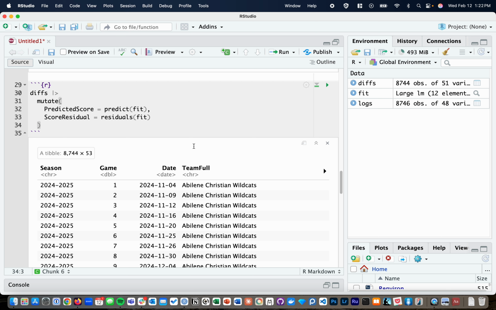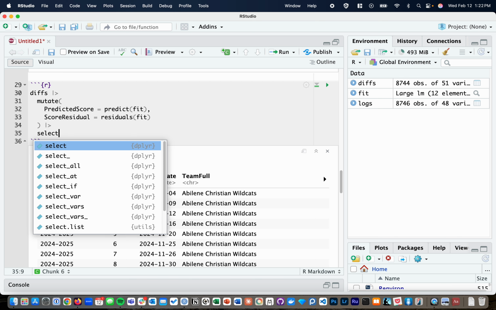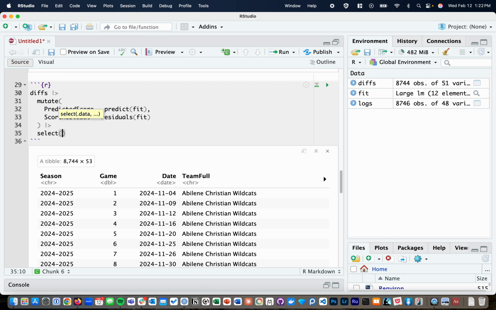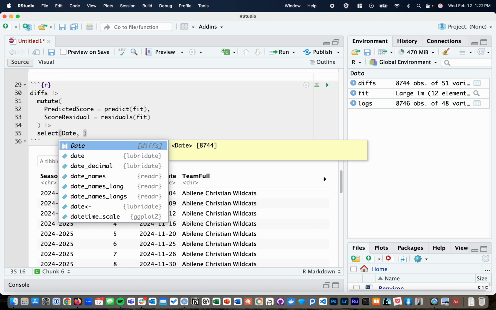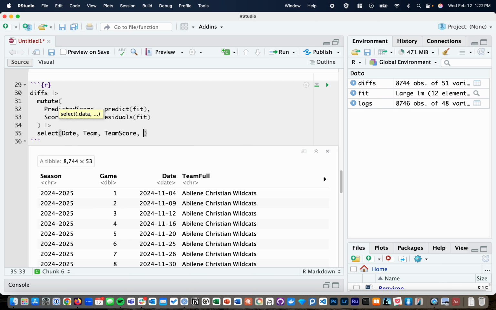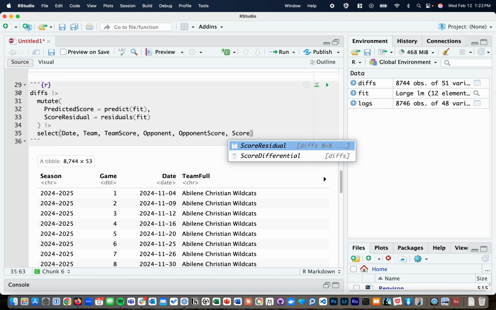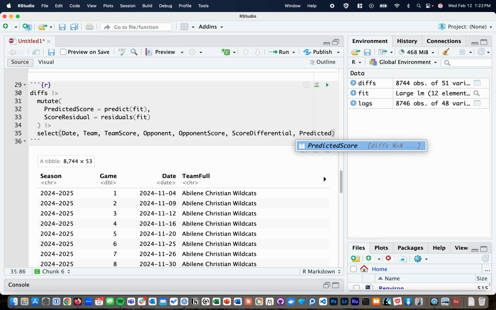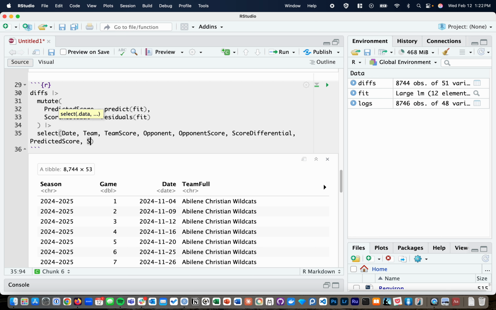I've got some columns way out yonder, but this is where select can come in handy. So let's do the select. Let's do the date, the team, the team score, the opponent score, the score differential, the predicted score, and the score residual.